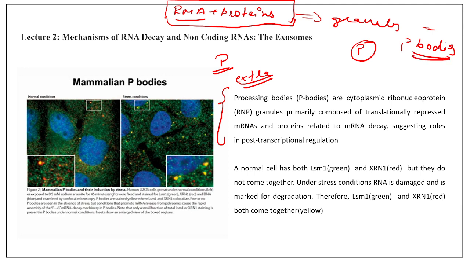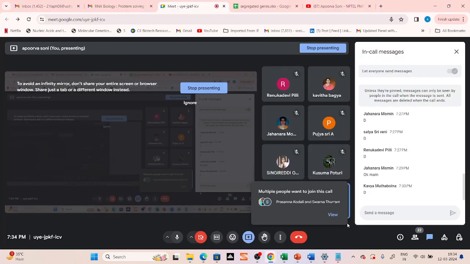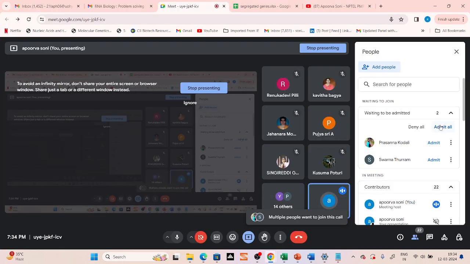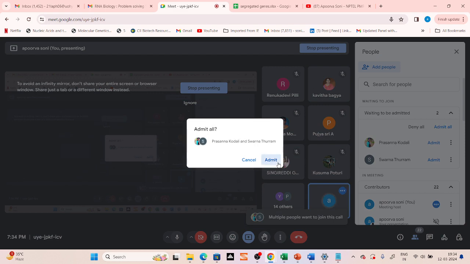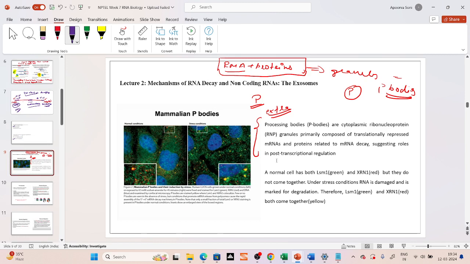Is it clear to everybody what are P bodies? All those RNAs that have to be degraded, plus the proteins that will degrade those RNAs, all together form granules in the cytoplasm, and those granules are known as P bodies.